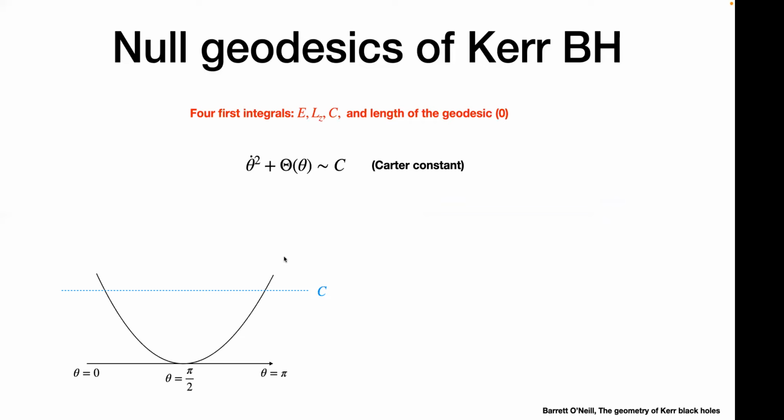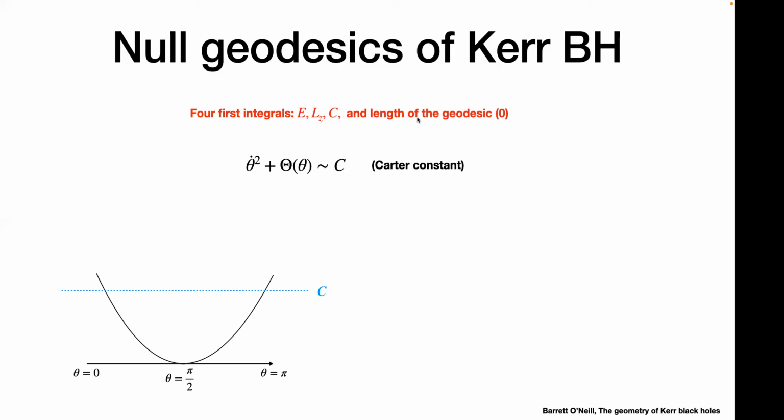For any geodesic, it always has 4 first integrals: the total energy E, the orbital angular momentum projected to the spin of the black hole. The third one is called the Carter constant, and I'll show you its physical meaning soon. The final one is the length of the geodesic. For a null geodesic, its length is always 0.